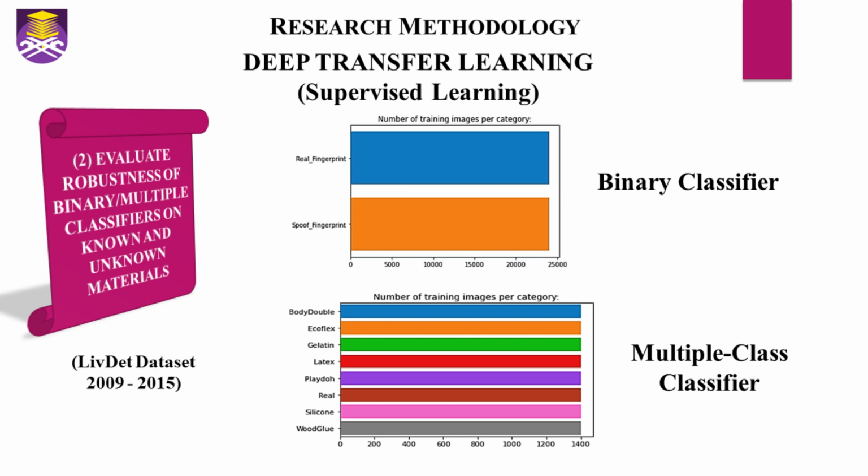on known and unknown spoofing materials, we modeled two classifiers, the binary classifier and the multiple class classifier. For the binary classifier, the spoofing material consists of a combination of 12 spoofing materials, while the multiple class classifier consists of 7 spoofing materials. We made use of deep transfer learning to model both models.